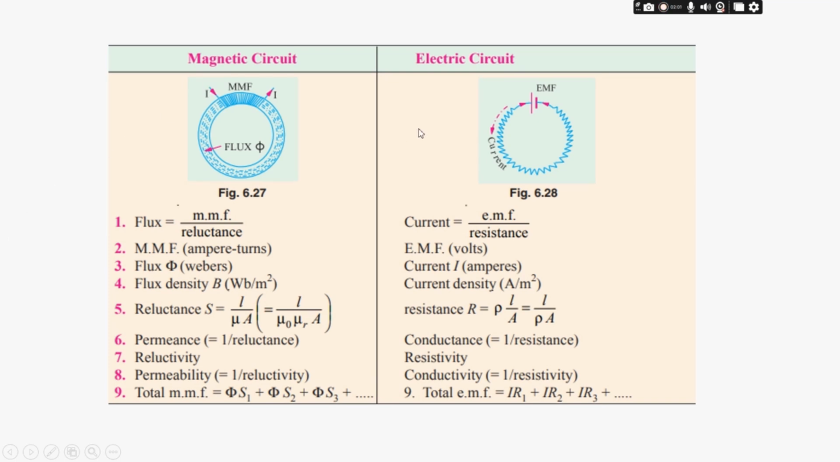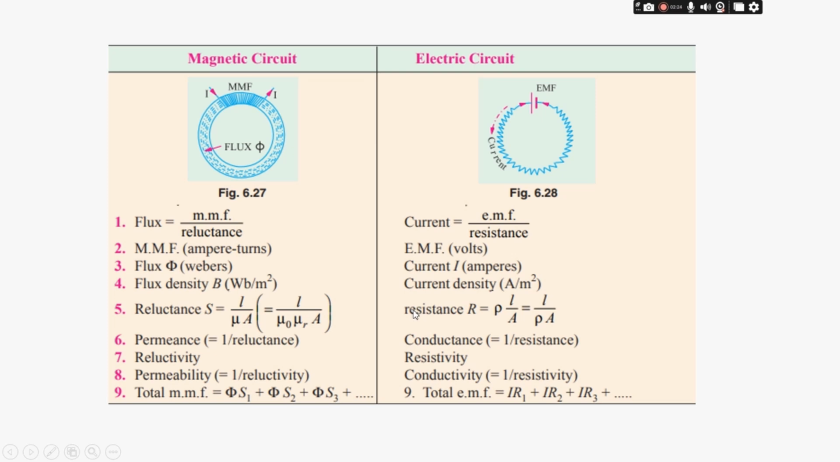Then the magnetic circuit and electric circuit are analogous. What we can see here is that current is analogous to flux, magnetomotive force is analogous to electromotive force, flux density is analogous to current density, and similarly reluctance is analogous to resistance.